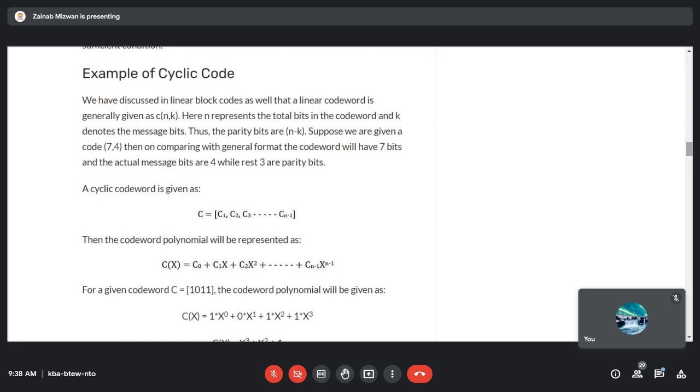Everyone knows what n is: the number of bits in the code word. What is k? The number of bits in your message. It is very much clear in our mind. It is (n, k), where n is the number of bits in the code word and k is the number of bits in the message. And again, similarly, we will be having the q over here.